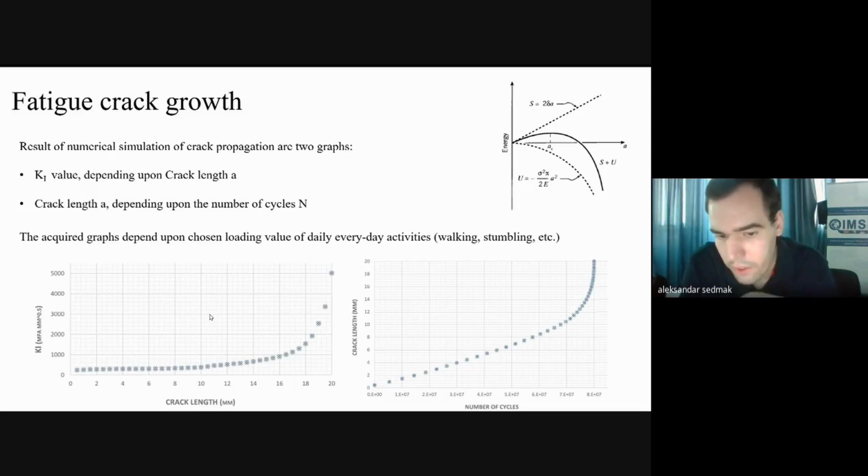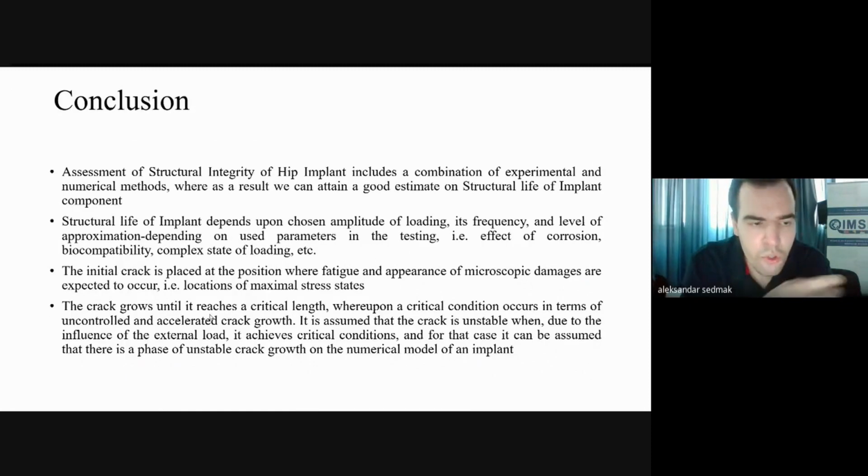And on the picture to the right, you see the same case but expressed in number of cycles, which is somewhere in between 7 million and 8 million cycles. So for the conclusion, assessment of structural integrity of hip implants includes a combination of experimental and numerical methods, where we can get a good estimate on structural life of implant component. The structural life of implant depends upon chosen amplitude of loading from the table before, and of course its frequency and level of approximation. Have you considered corrosion, biocompatibility, and that type of parameters.